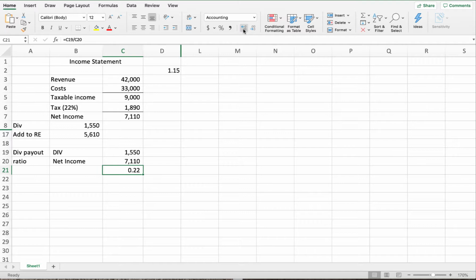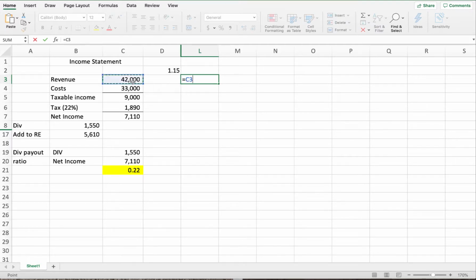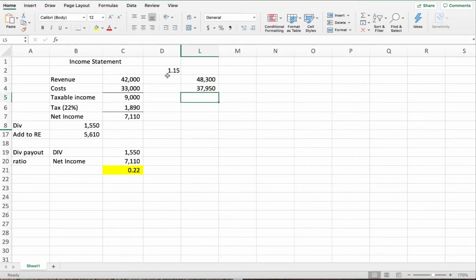Now, since I know the dividend payout ratio, I'm going to make that yellow so I know what it is. I can go ahead and create my pro forma financial statement. I'm just going to multiply everything. My revenue was $42,000. With the increase of 15%, my revenue is going to be $48,300. My costs were $33,000. I multiply by my 15% increase and get $37,950. My taxable income, revenue minus costs, is $10,350.